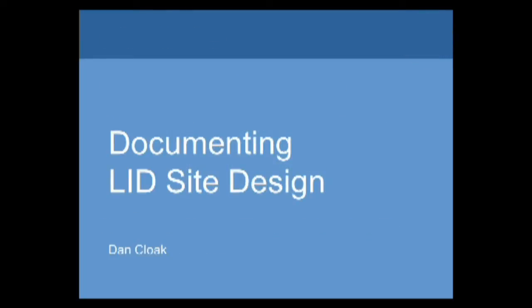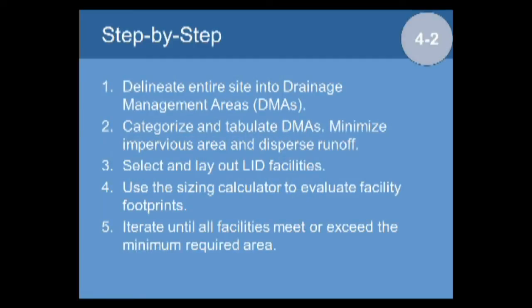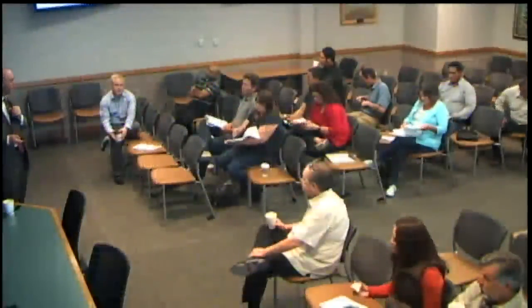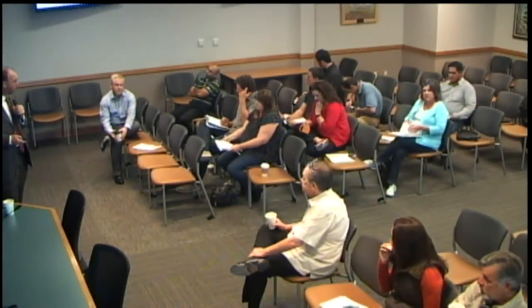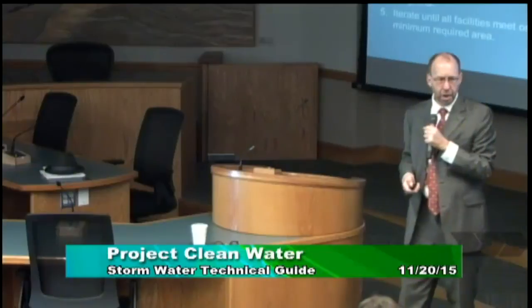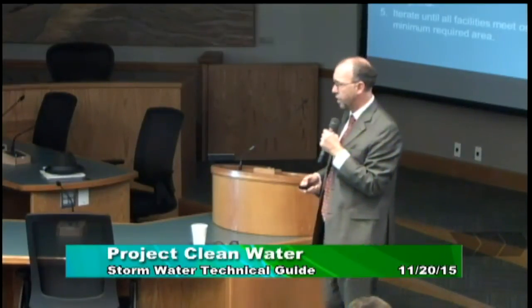This next section is about documenting LID site design. This is chapter 4. We've done chapter 3, where you come up with your concepts, figure out how everything's going to work together, and do your basic integration on a conceptual level. Now this is getting into transferring that design concept into numbers which demonstrate compliance with the post-construction requirements. Step by step, the steps here are to delineate the entire site, which is the key point: delineating the site into DMAs, categorizing and tabulating them, selecting and laying out LID facilities, using the calculator. We're putting even more emphasis on the calculator for both Tier 2 and Tier 3 projects, and then iterating that process until all your facilities meet or exceed the minimum criteria.